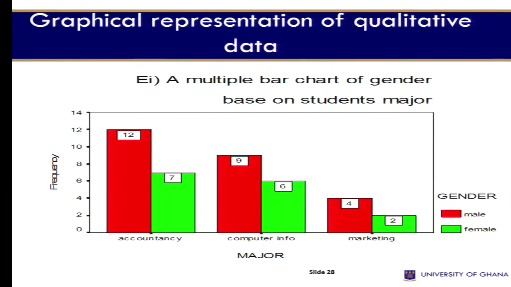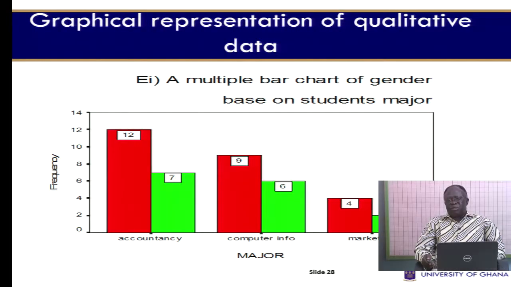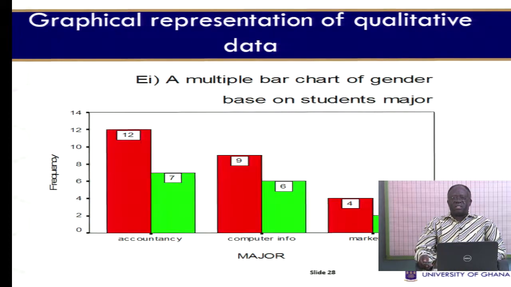So the following chart is a multiple bar chart which uses the data from the students' majors as an example. You see, you have accountancy, with a bar for males and a bar for females. Computer information, you have bars for males and females. And then marketing, you also have bars for males and females. The red represents male, and the green represents female. So this is a multiple bar chart of gender based on students' majors.